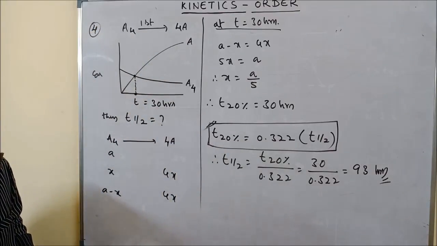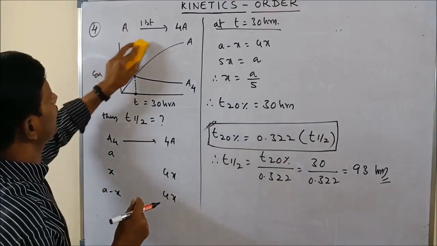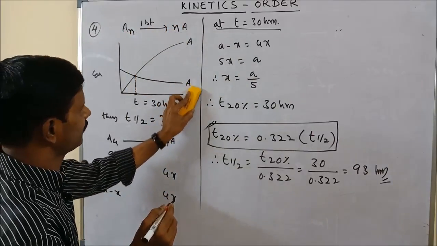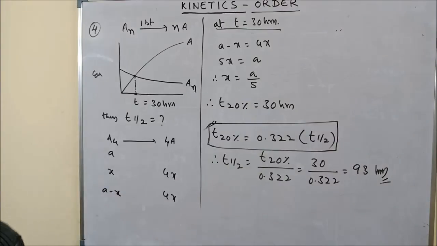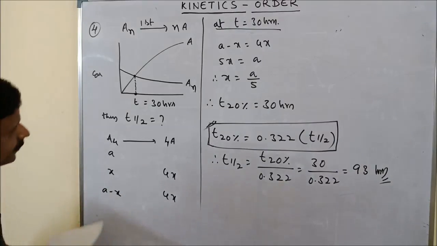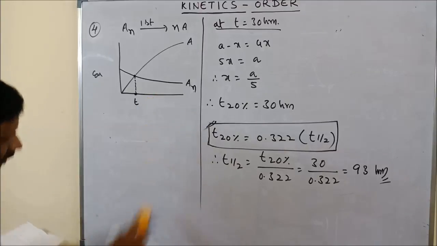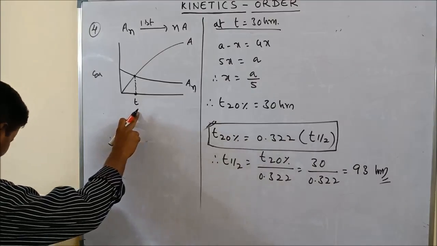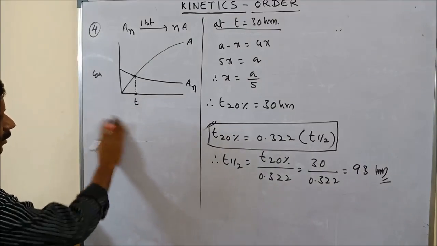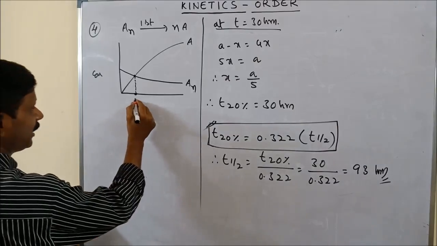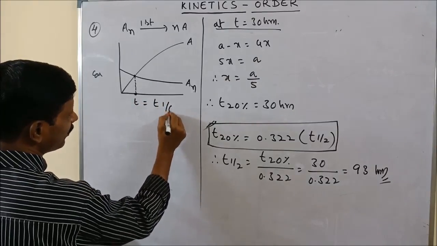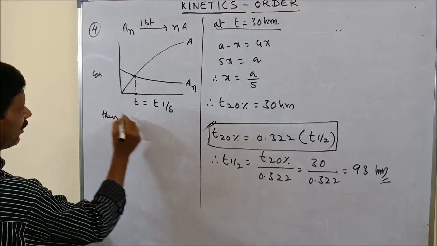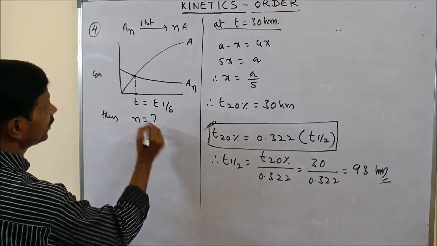Now here it is nothing but AN, that is converting into NA. Here it is AN which is converting into NA. Now in this graph they mentioned T. This is T. Now the information they are giving is that this T corresponds to the time at which 1/6 of the reactant is going to decompose. So this T is 1/6. Okay.